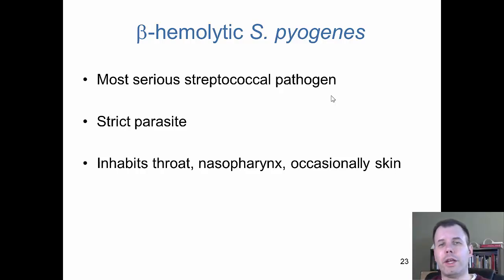It's a strict parasite found only in humans. Strep pyogenes only infects humans, and it's only spread from human to human. Okay, it inhabits the throat, the nasopharynx, and occasionally the skin. And typically, where do we see this? When people cough and sneeze and pass it to one another in that way. Okay, so that's where we typically see these guys.